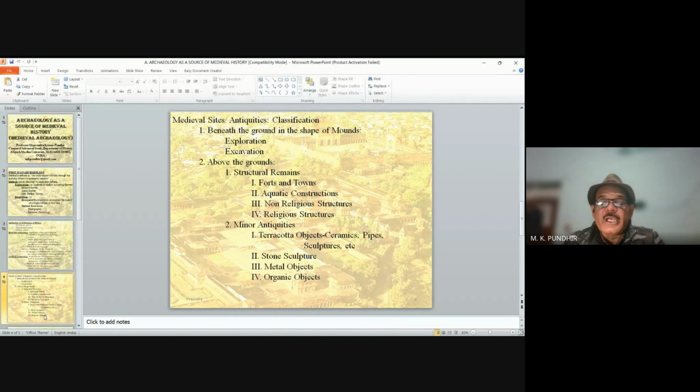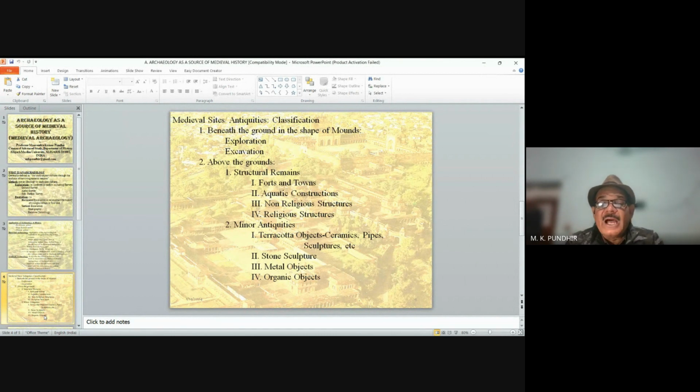And even Agra, Delhi, Burhanpur, Lahore have been referred to in the medieval sources frequently. But what was their nature? What was their character physically? That could be possible only through archaeology.